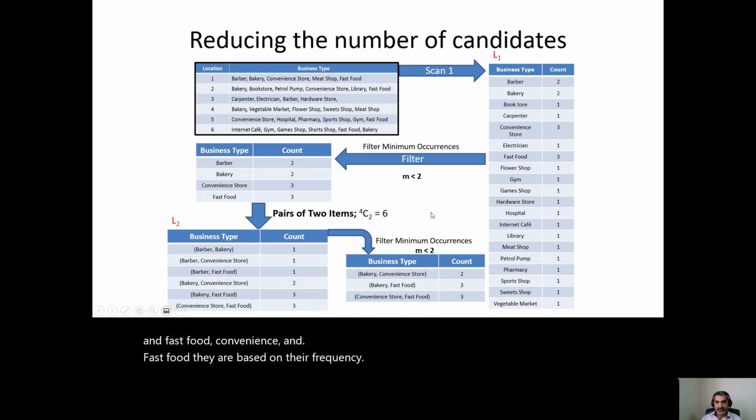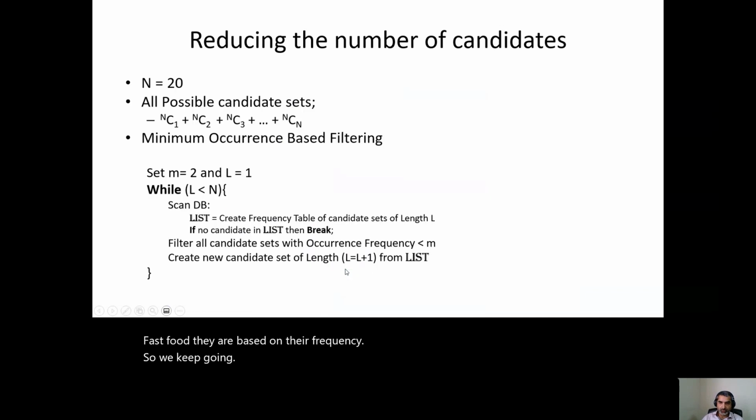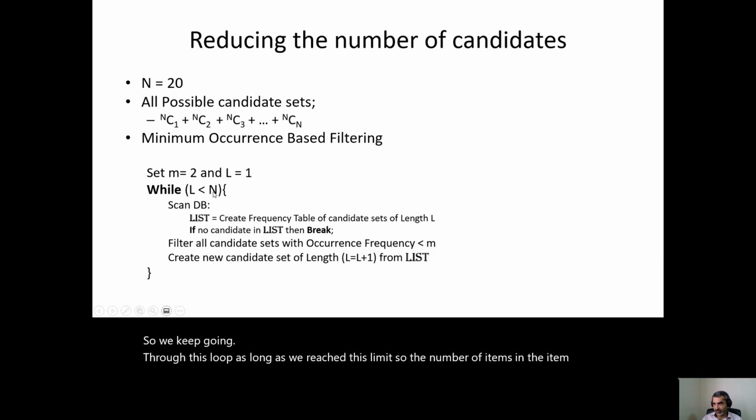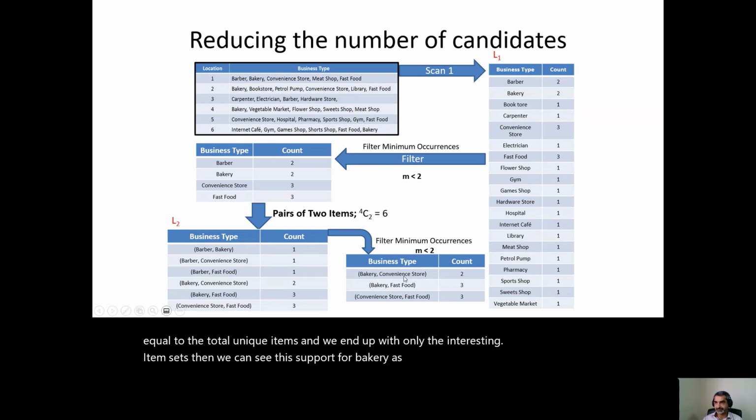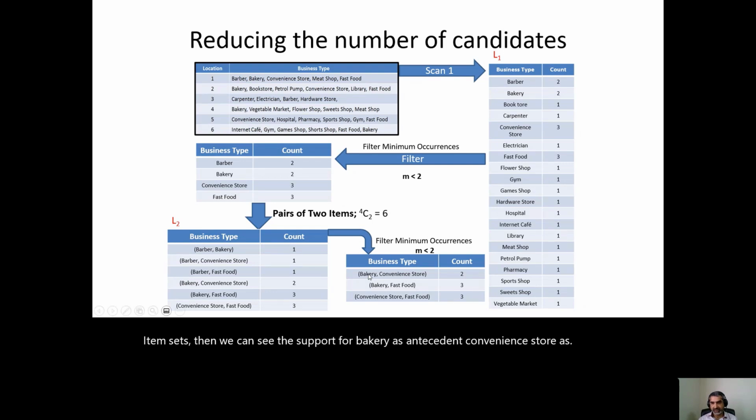We keep going through this loop until we reach the limit, where the number of items in the item set equals the total unique items. And we end up with only the interesting item sets. Then we can see the support for bakery as antecedent, convenience store as consequent. So we can then do binary division of these interesting item sets.